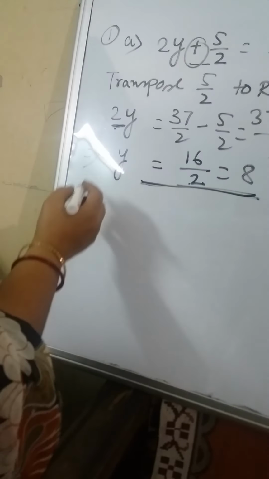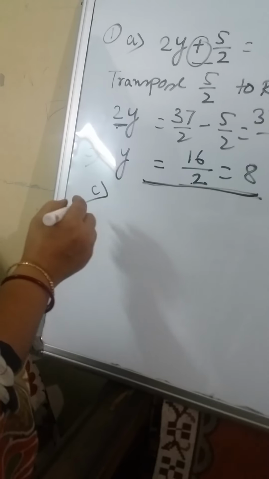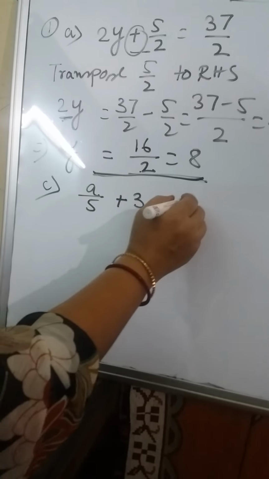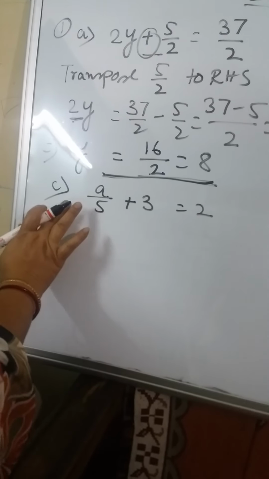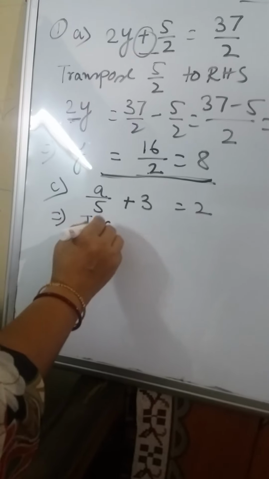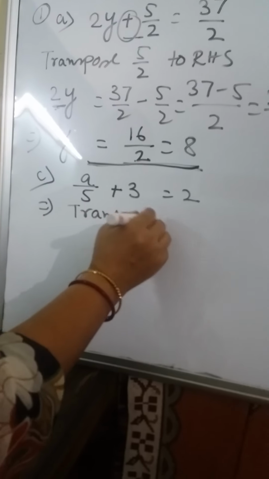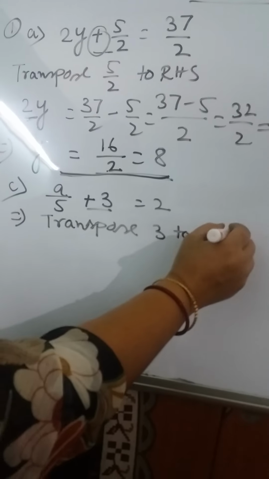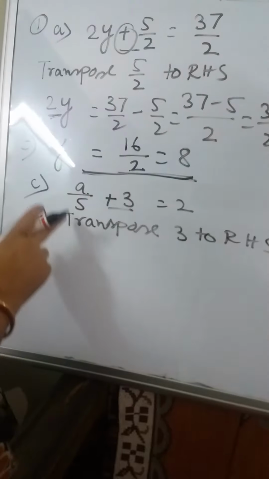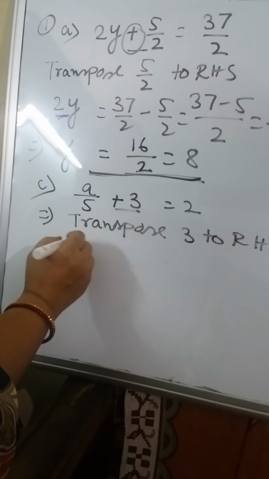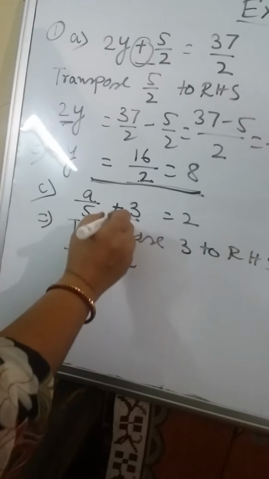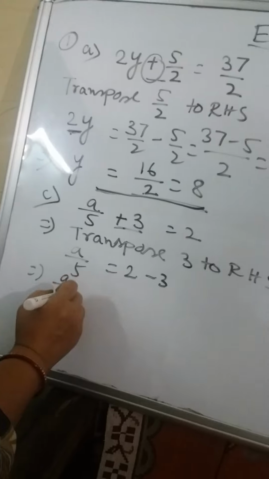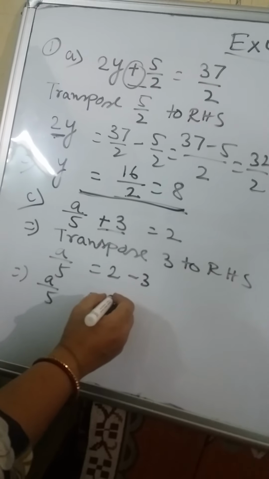Let's do another one. Question number C. It is a by 5 plus 3 equals 2. So I will transpose this plus 3 to the right hand side. And in all the sums, we will write steps. So a by 5 equals, when it is plus, it will become minus. So a by 5 equals 2 minus 3, what is that?